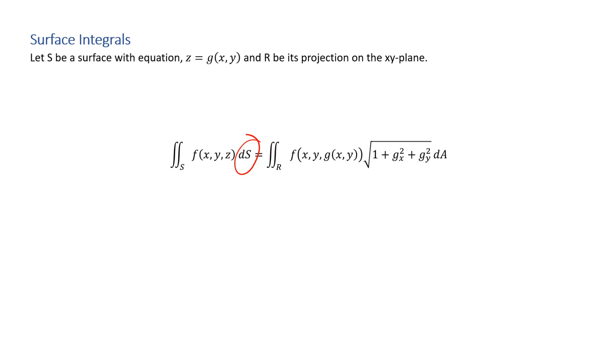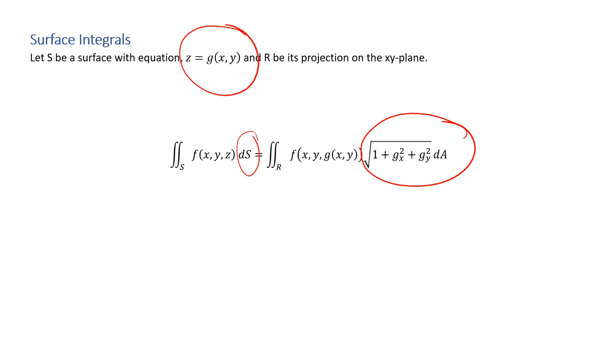We're going to talk about 2 different ways we can do this problem. The first way is we are going to change this dS into the quantity square root of 1 plus g sub x, so that's the derivative of g with respect to x, squared, plus g sub y squared, dA. Where g is the surface that we're integrating over. So this is the first method we're going to use to compute surface integrals.